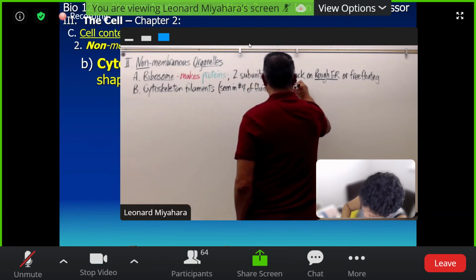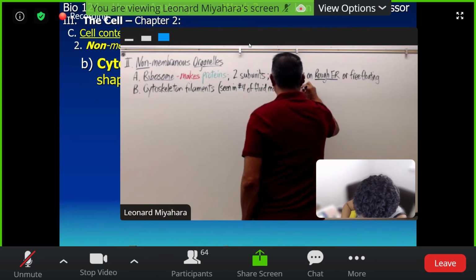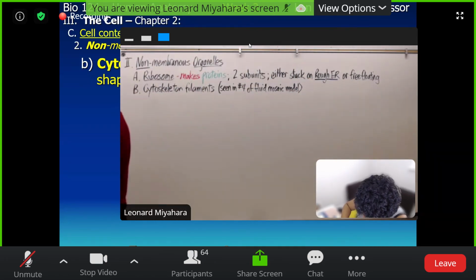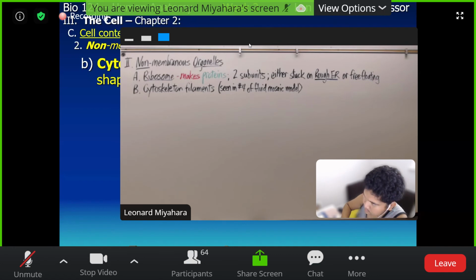I'm just connecting dots from last week. There's 5 things you need to know of the plasma membrane. This was number 4, but not all cytoskeleton filaments are associated with plasma membranes. So I just said seen, it's not equating it.